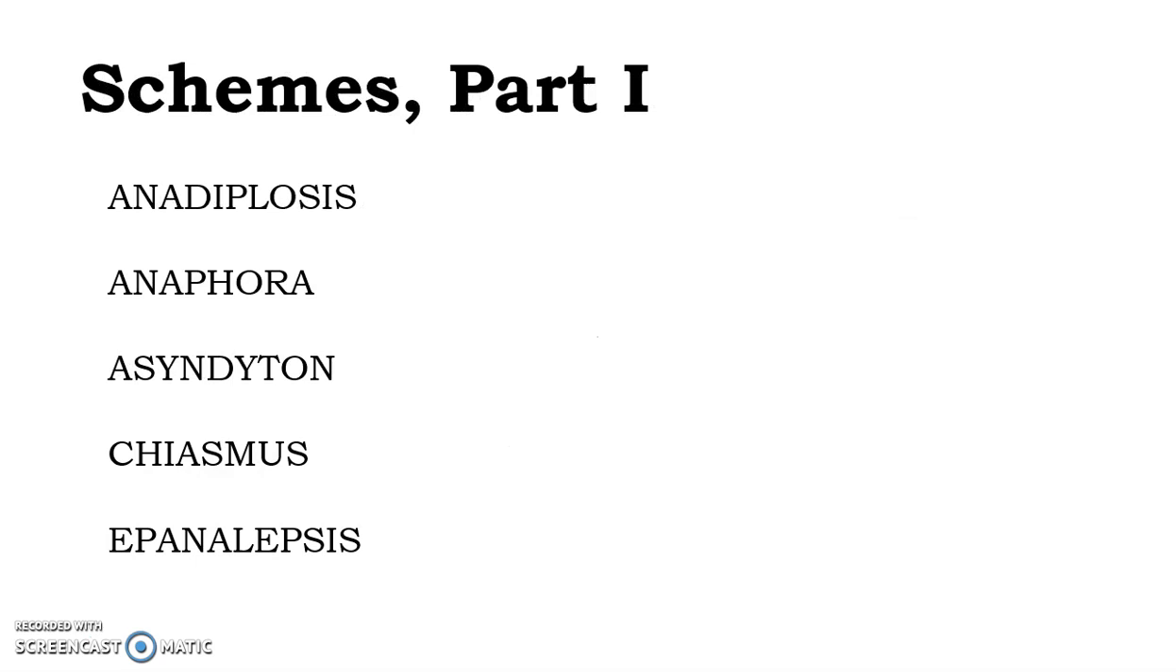We're going to look at 5 different schemes this week: anadiplosis, anaphora, asyndeton, chiasmus, and epanalepsis. Figures of speech, schemes, they all have these juicy names. So let's take them one by one.